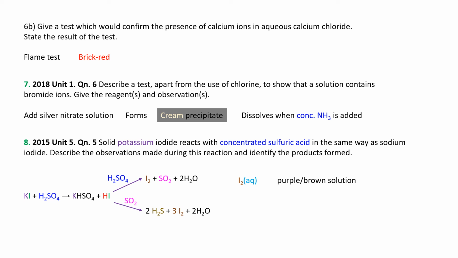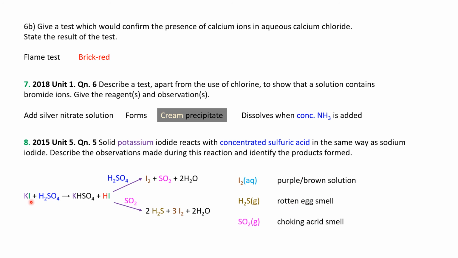Okay, iodine in solution gives you a purpley brown solution. H2S stinks of rotten eggs. You don't want to do this on the bench top. And SO2, a choking acrid smell. Really don't know why they talk about this at A-level, because you don't want to be generating H2S and you really don't want to be generating SO2. So hopefully there's no schools around where you actually do this reaction. But anyway, there you go.